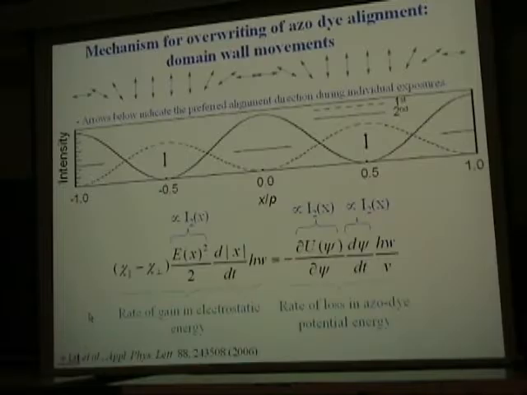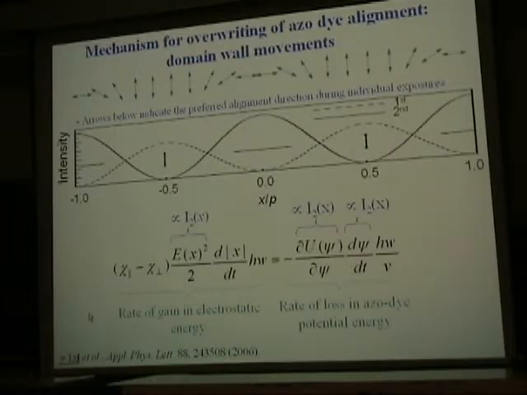So we propose that the mechanism for overriding of azo-dye alignment involves the movement of the domain wall between perpendicular azo-dye alignments. The reason why we think that the mechanism should have to do with the domain wall is because at the domain wall, the average order parameter is 0, and therefore there should be no threshold intensity.